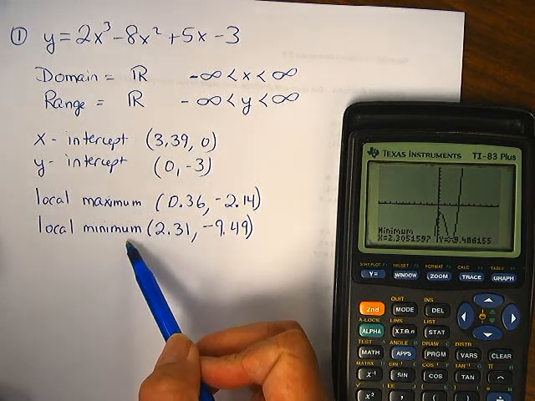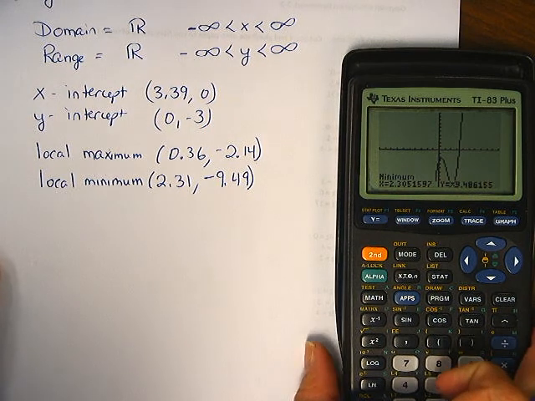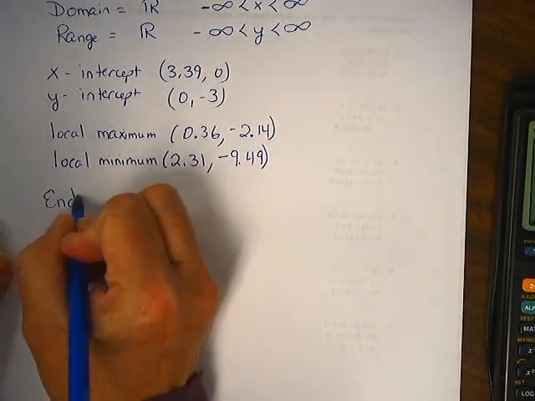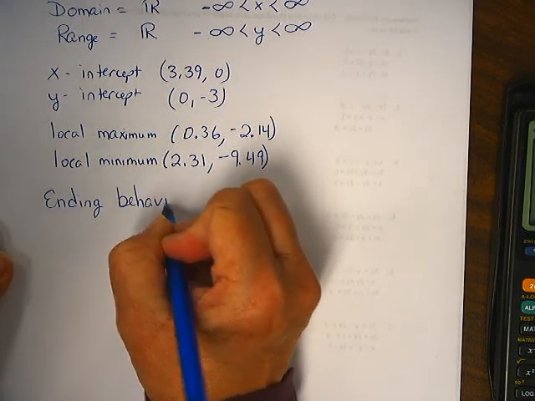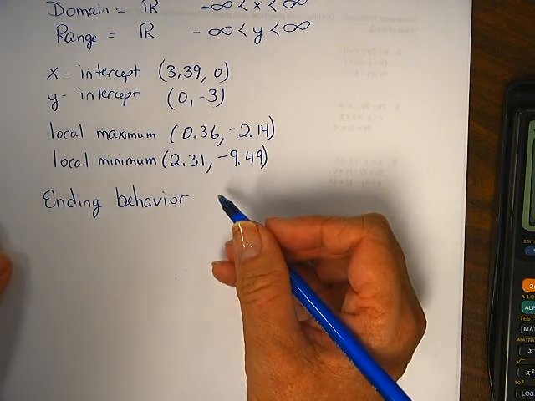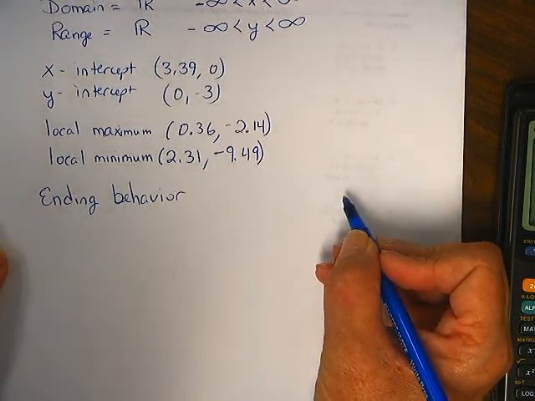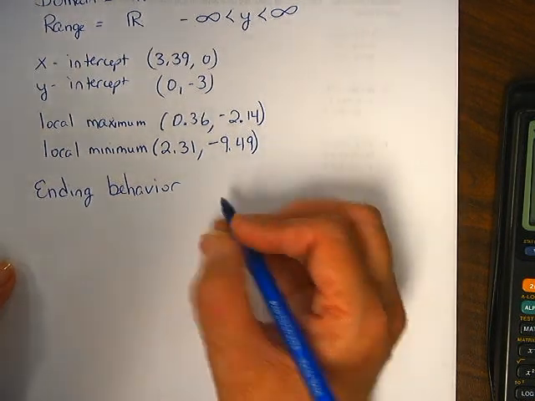So now, so far on this cubic function, we've had a domain, range, x-intercept, y-intercept. We have a local max, a local minimum, and there's something else on this that's called our ending behavior. So let's write that down. Ending behavior. That is, what is the y value when x gets really, really big, and what is the y value when x gets very, very small?